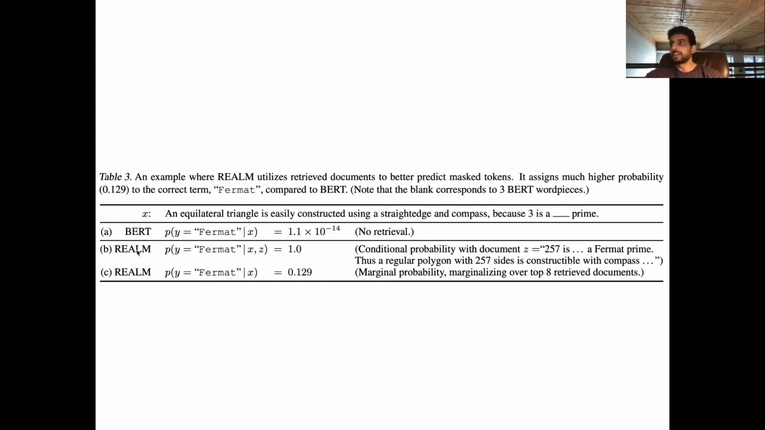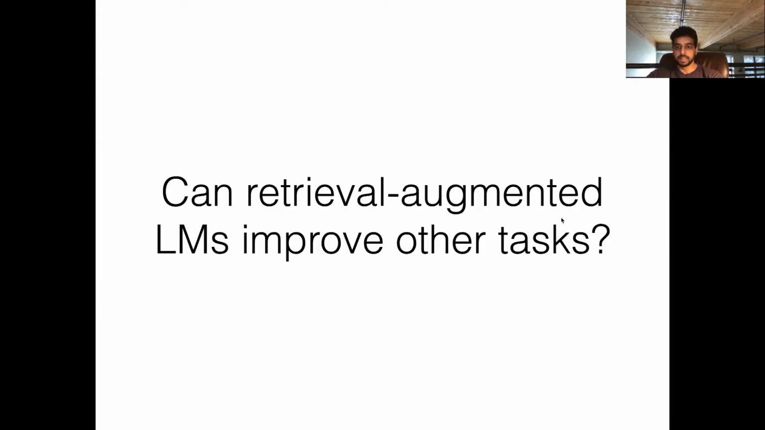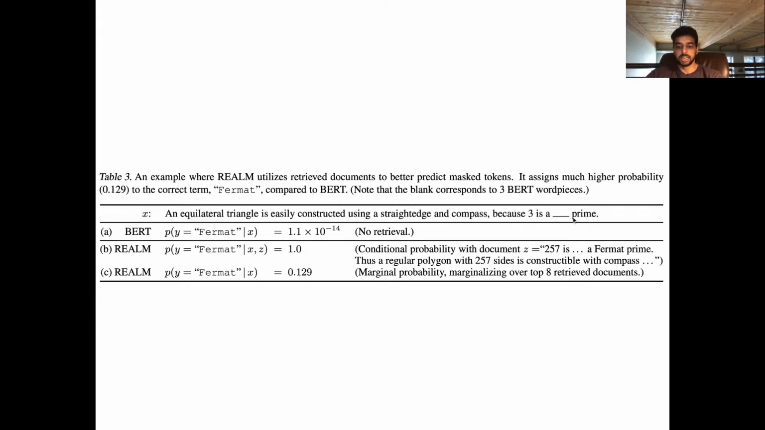They do another experiment where they manually inject a document that contains the relevant knowledge. So if you add in this document, conditional probability with 257 is blah blah blah Fermat prime, thus a regular polygon blah blah blah is constructible with compass. If you add in this document to the context here, Realm gives you 100% probability of this token being Fermat.